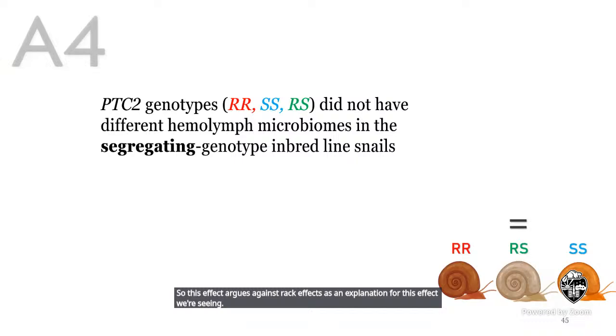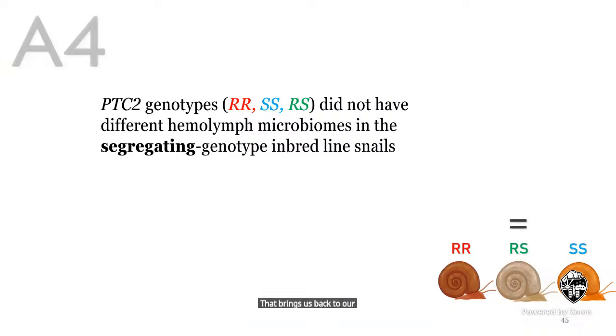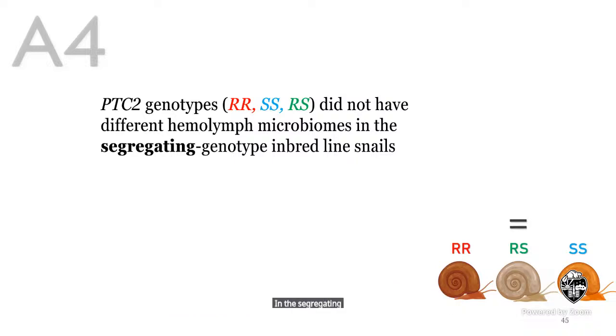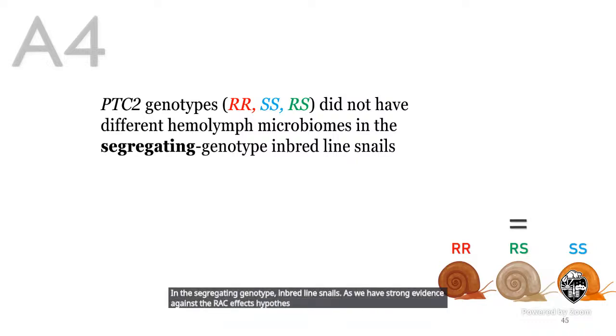That brings us back to our final aim, where we found that the PTC2 genotypes did not have different hemolymph microbiomes in the segregating genotype inbred line snails. As we have strong evidence against the rack effects hypothesis, we think that what is going on here is the reciprocal influence of the snail hemolymph microbiome on the snail water microbiome and vice versa.